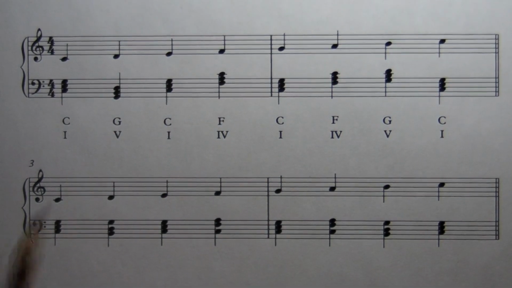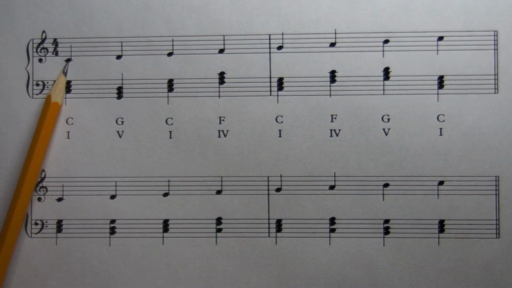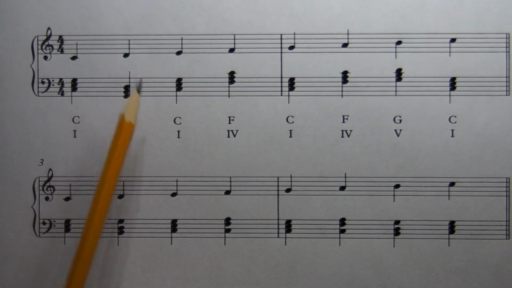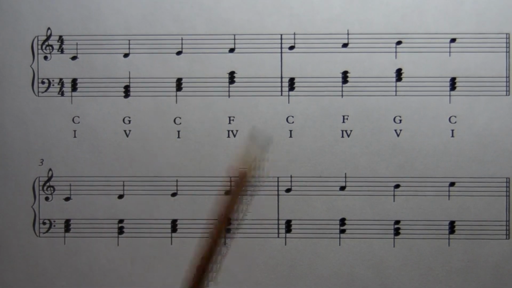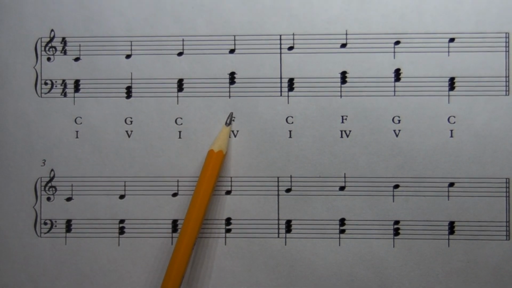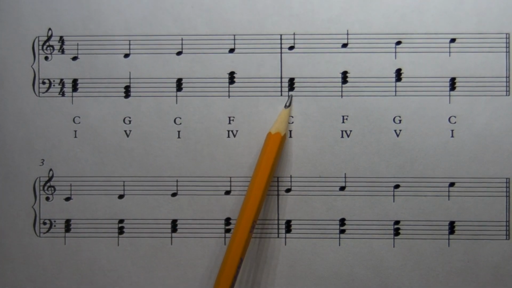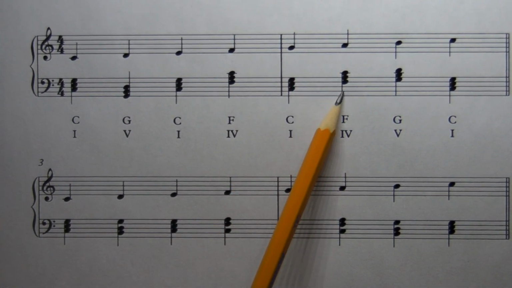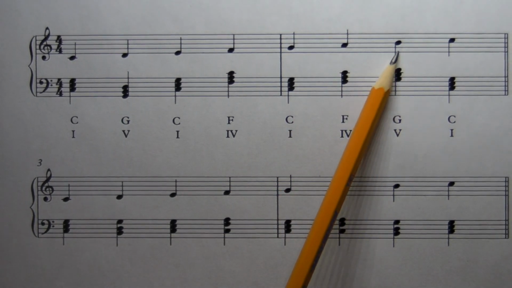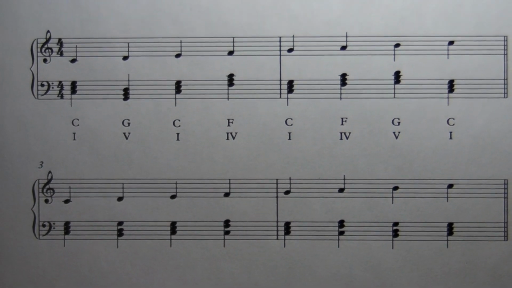We play C major chord with C in right hand, G major chord with a D, C major chord again with the next note of the scale, an E, then an F major chord with an F in right hand, then C major chord again with G, F major chord with A, G major chord with B, and C major chord again with C in right hand.